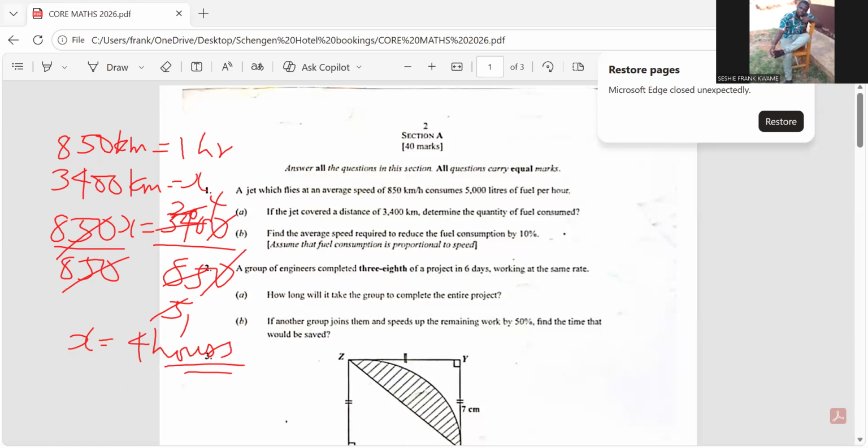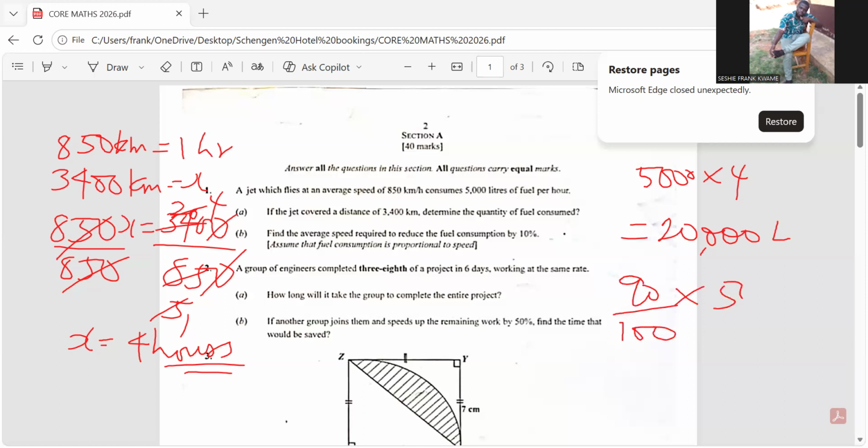So 5,000 liters per hour. So in 4 hours, it's going to be 5,000 times 4. That's 20,000 liters. Now, the average speed required to reduce the fuel consumption by 10%. So 850 kilometers every hour. So 5,000 has been reduced by 10%. So that's now going to be 9,100 times 5,000. This goes, that goes. We're going to have 4,500 liters. We consume every 1 hour.